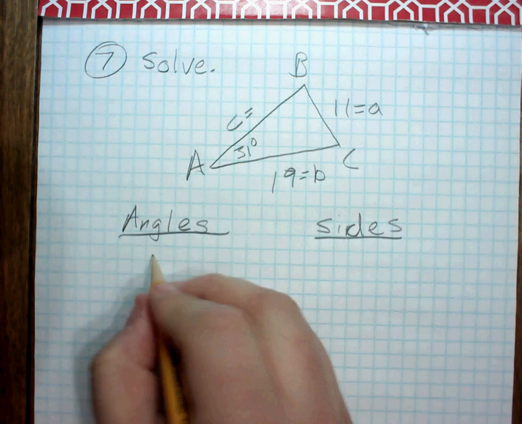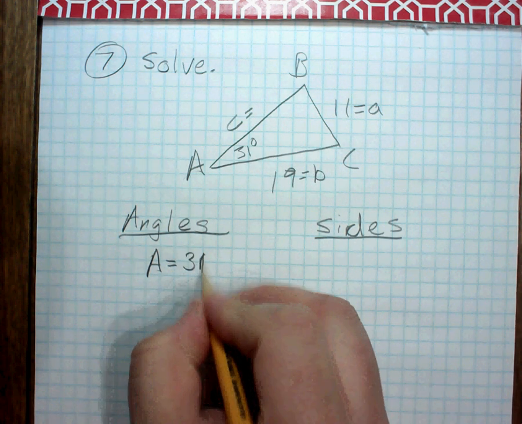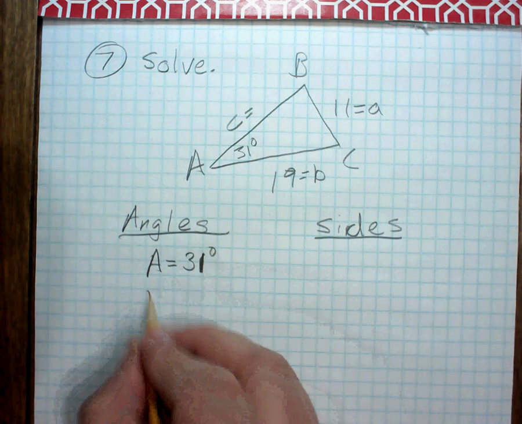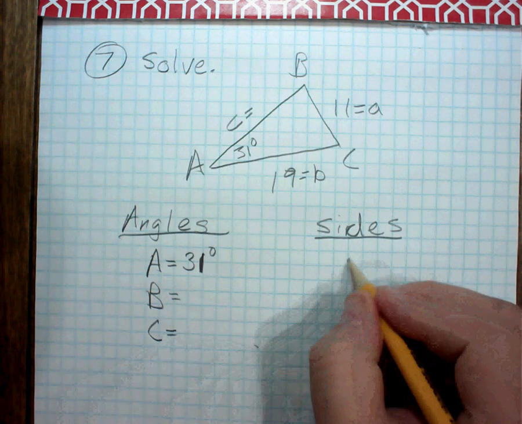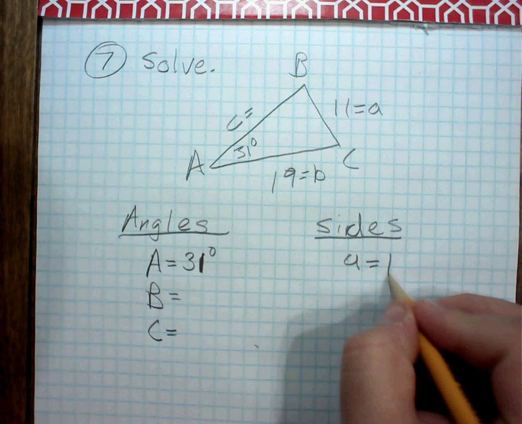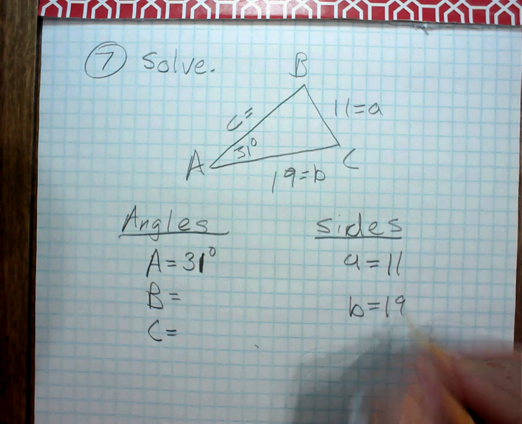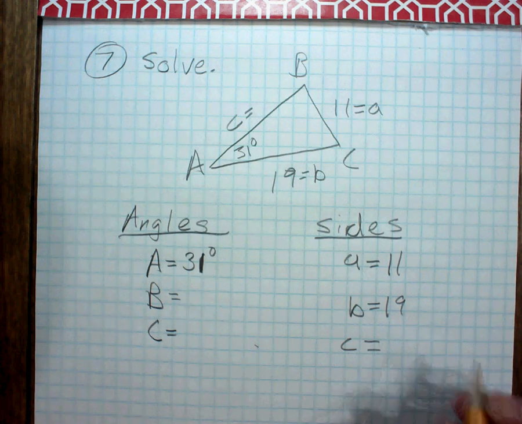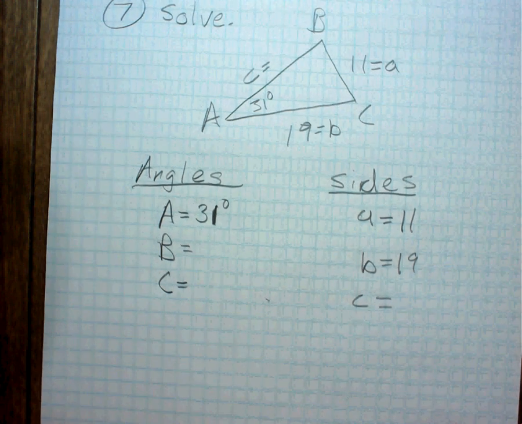So let's write this down. Angle A is equal to 31, that's the capital letter A, 31 degrees. Capital B we don't know yet, and capital C we don't know. Lowercase a is equal to 11, lowercase b is equal to 19, lowercase c we don't know yet. So this is a law of sines function.